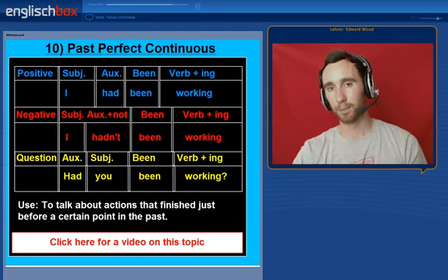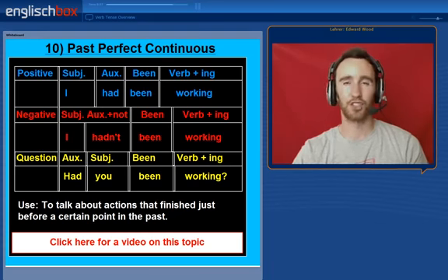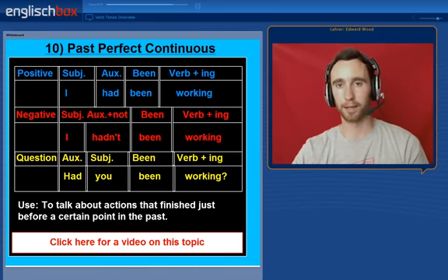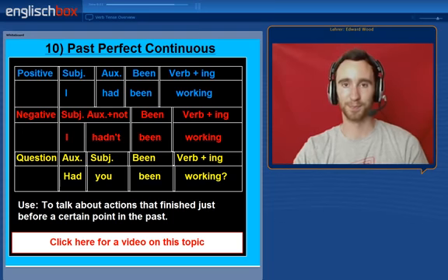The past perfect continuous is used to describe an action that's just finished before another action in the past. I had been working when my father arrived home, for example, means I just finished when he arrived home, or his arrival stopped me working. I wanted to talk to him.